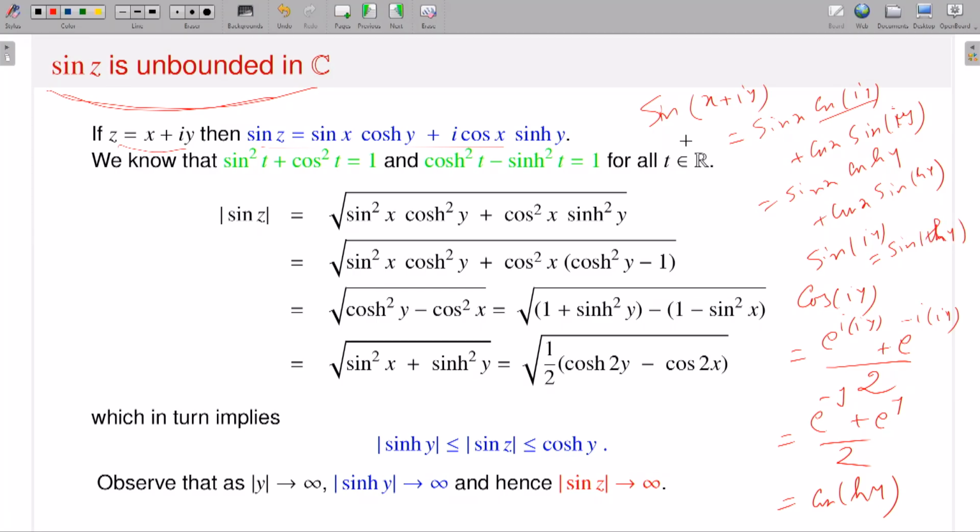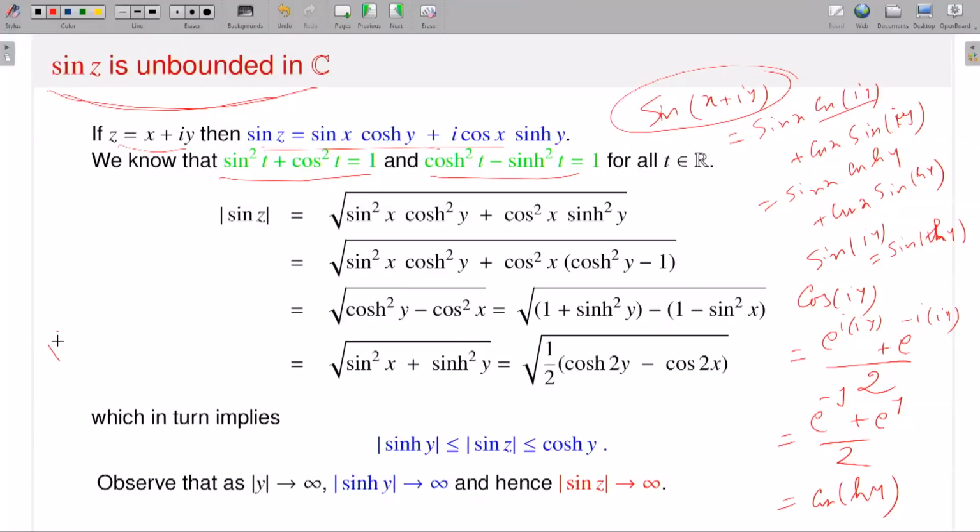Okay, so therefore, using the trigonometric formula I explained in my last slides, you can prove that sine z, where z is equal to x plus iy, is nothing but sine x cosine hyperbolic y plus i times cosine x sine hyperbolic y. Also you know this identity: sine square t plus cosine square t is equal to 1, and cos hyperbolic square t minus sine hyperbolic square t is equal to 1 in the real case. Then what I am trying to do is estimate. I want to show that sine z is an unbounded function.